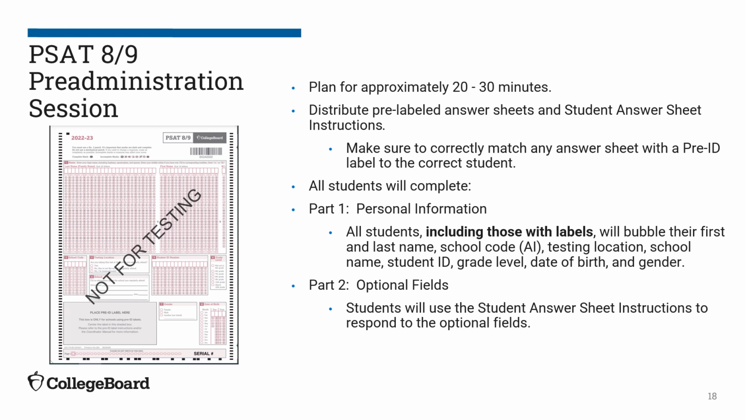And for the PSAT 8-9 administration session, plan for a duration of 20 to 30 minutes. Distribute the pre-labeled answer sheets and a copy of the student answer sheet instructions for each student, making certain each student receives the correctly labeled answer sheet. All students will complete the following. Part 1, which includes gridding in all of their personal information, even if they have a pre-ID label, which includes their first and last name, school code or AI code, testing location, school name, SAS ID, grade level, date of birth, and gender. And Part 2, the optional fields. Students should use their student answer sheet instructions to guide their responses.